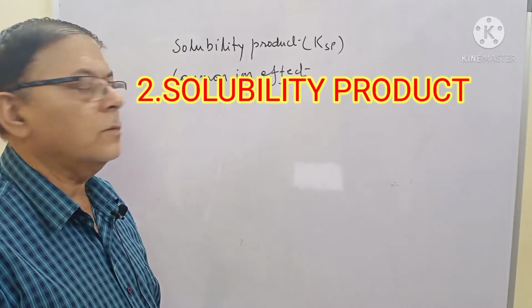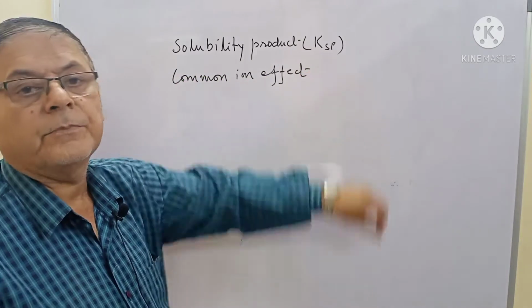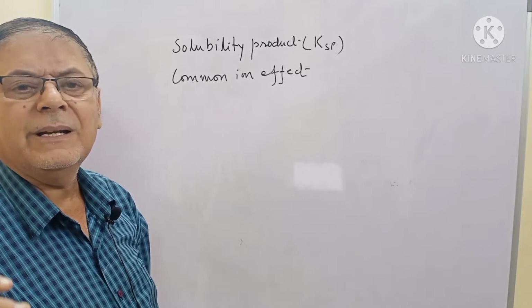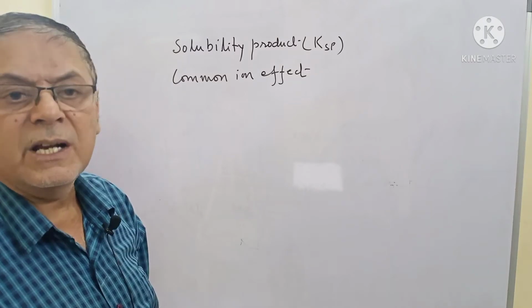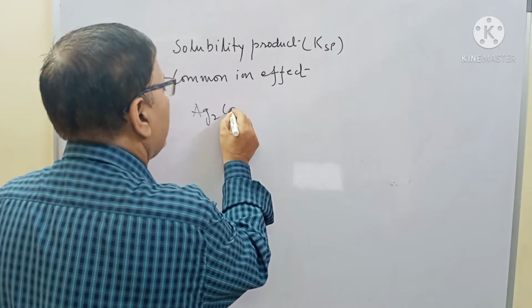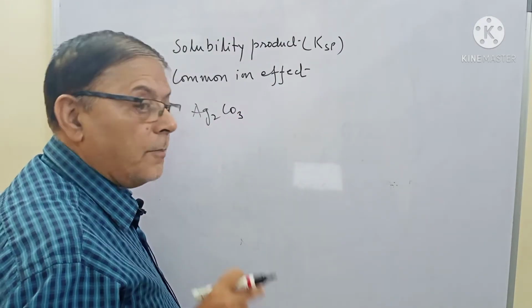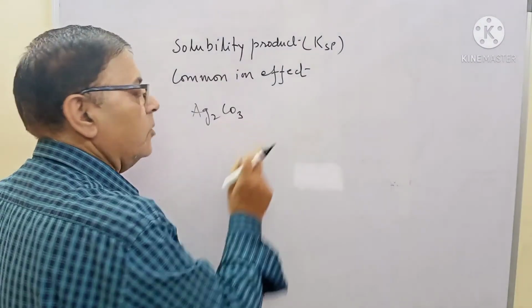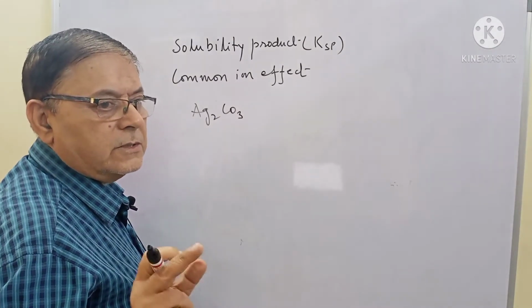Now we'll discuss what is solubility product. This is also a constant and is written as KSP. Solubility product is for very less soluble substances like AgCl or silver carbonate. It is called a sparingly soluble salt, very less soluble. The opposite of sparingly soluble is readily soluble. So silver carbonate is a sparingly soluble salt and we are going to discuss its solubility product.